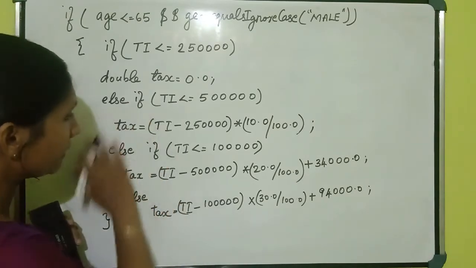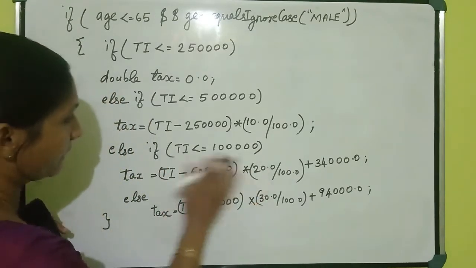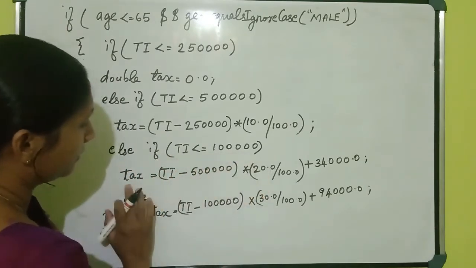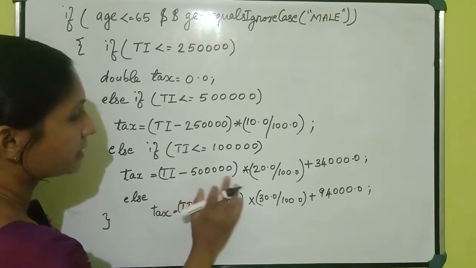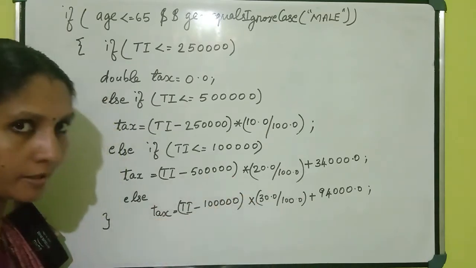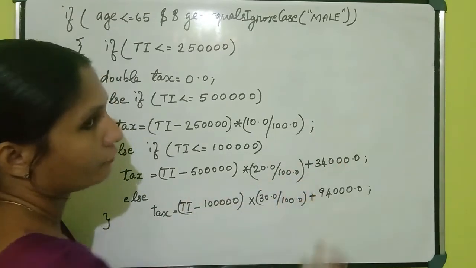Okay. Then what's the next condition? More than 5 lakh and less than or equal to 10 lakh. How can you give? Else if TI less than or equal to 10 lakh, then tax is equal to TI minus, there is a condition in the question, calculation also available in the question, 5 lakh into 20% plus 34,000.